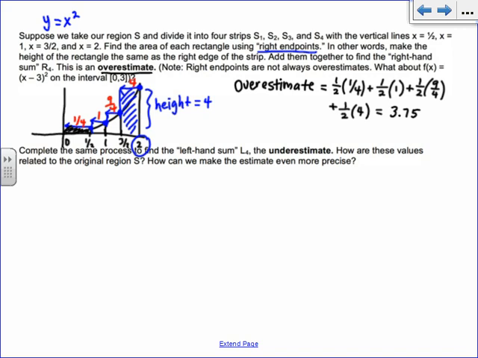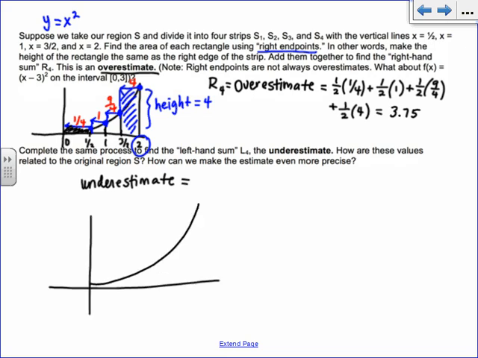Okay, so we found the overestimate. I like to call this R4. R4 means right-hand endpoints using 4 rectangles. Okay, so let's do an underestimate. So in this case, an underestimate is going to use what we call left-hand endpoints.